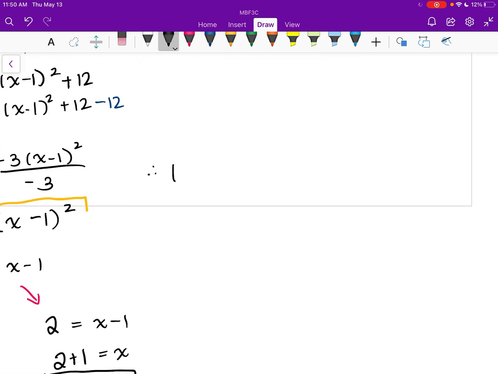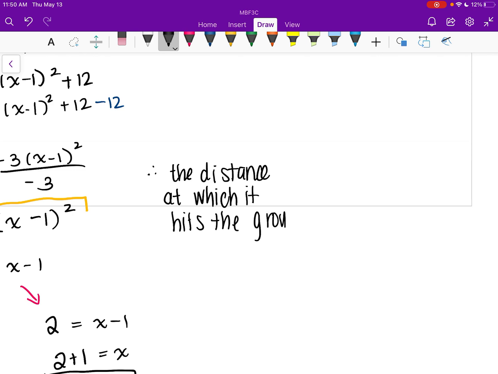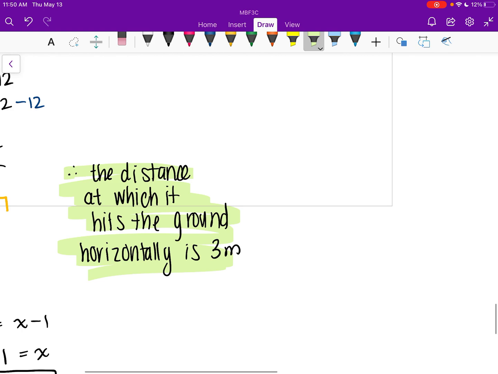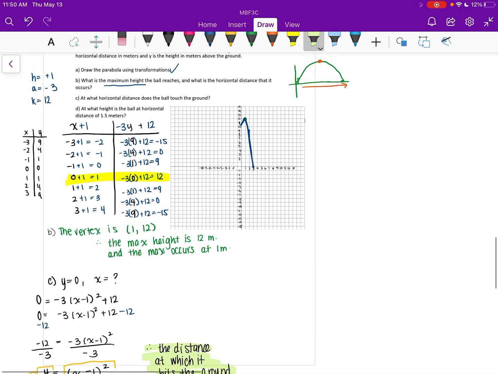So I'm just going to write that in. Therefore, the distance at which it hits the ground horizontally is 3 meters. Okay. That just looked better. All right. So we're done A, we're done B, we're done C.